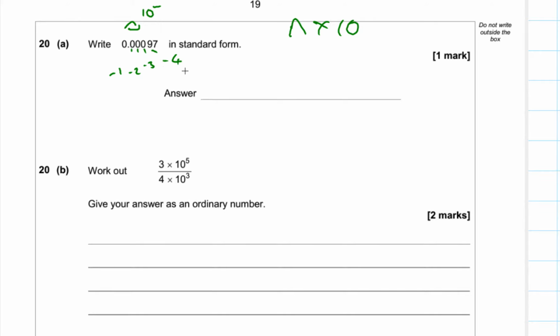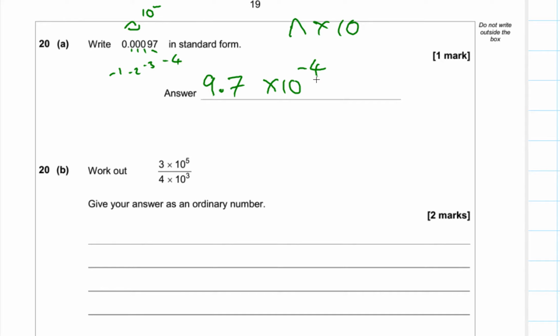So we're going to start with the 9, and anything after the 9 is a decimal. So it's 9.7 times 10, and we've inserted it as minus 4. So your answer is 9.7 times 10 to the minus 4. The next one we've got is 3 times 10 to the 5 divided by 4 times 10 to the 3.